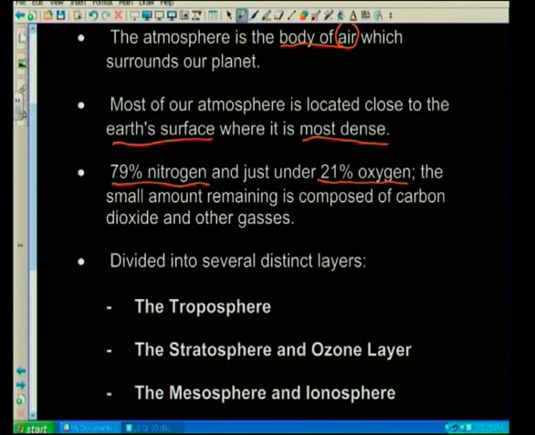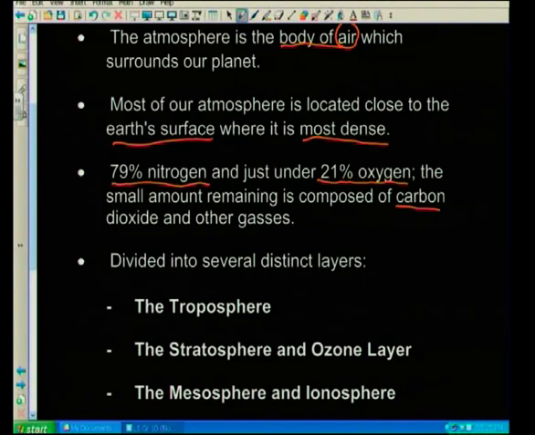Just under 21% of that air consists of oxygen. That's the gas that you and I can breathe and can use in our cells for cellular respiration. The small amount of air that remains consists of gases like carbon dioxide and other gases like methane, etc.